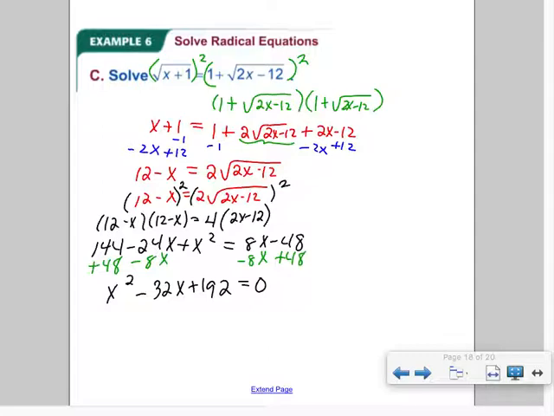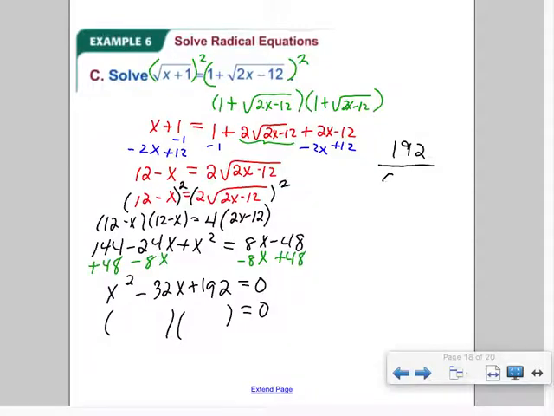If you like the quadratic formula, you could use the quadratic formula at this time. It would solve it. I try to go and factor it every time because it's usually a little quicker. So I'm looking for a factor pair that will multiply to give us 192 and add up to 32.